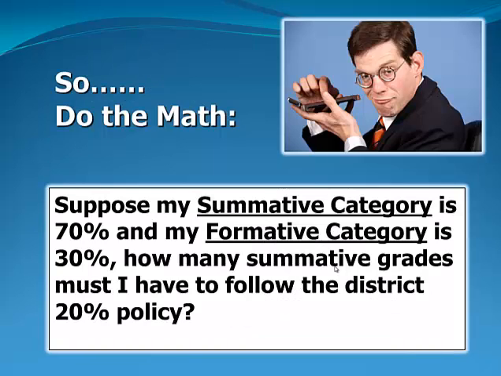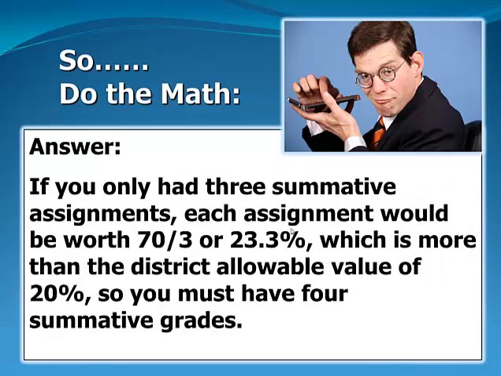So let's do the math. Suppose my summative category is 70% and my formative category is 30%. How many summative grades must I have to follow the district 20% policy? Well, if you want to think about it, pause the video, but otherwise, the answer is if you had only 3 summative assignments, each assignment would be worth 70 divided by 3, or 23.3%, which is more than the district allowable value of 20%. So you must have 4 summative grades in this example.